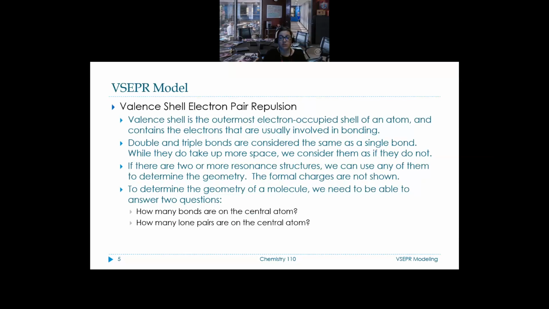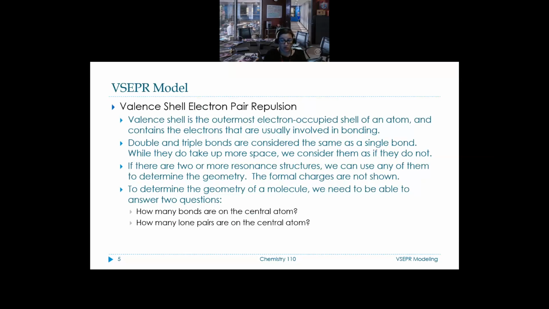Now, the valence shell is the outermost electron-occupied shell of an atom, and it contains the electrons that are usually involved in bonding. So it's the ones that are the furthest away from the nucleus. Double and triple bonds are considered the same as a single bond when we talk about this method. So just because there are more electrons there, it doesn't matter. They have to be localized in the same space. So they're considered the same. They do take up more space, but we consider them as if they do not.